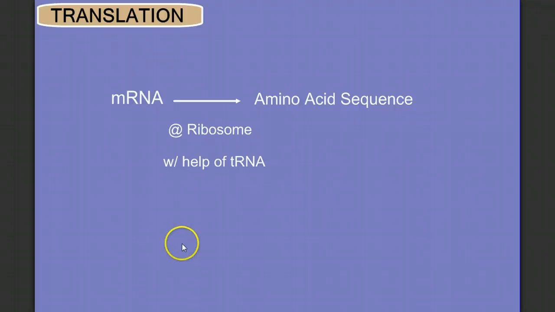Okay, so that brings us to the end of the details of protein synthesis, transcription, and translation. And in this step, we took our messenger RNA to the amino acid sequence at the ribosomes with the help of transfer RNA. So if you need to, go back and watch the previous videos, but this ends the protein synthesis section of this unit.